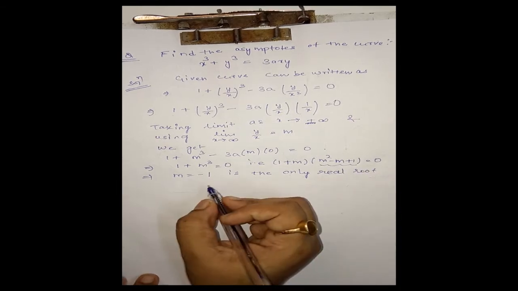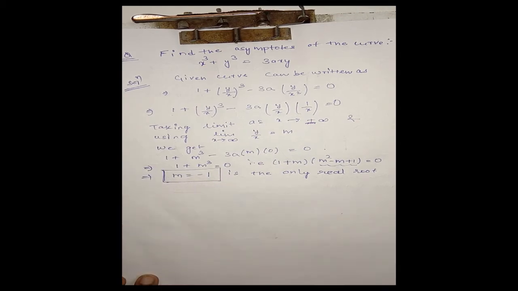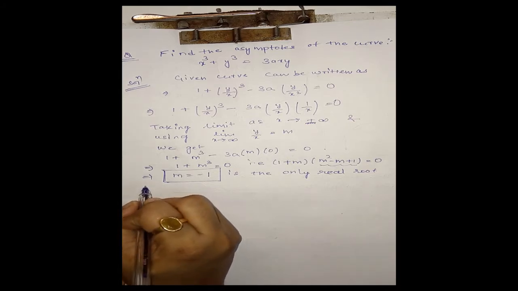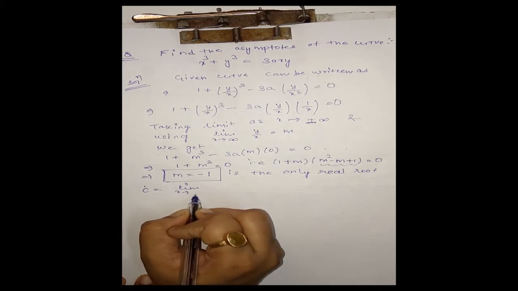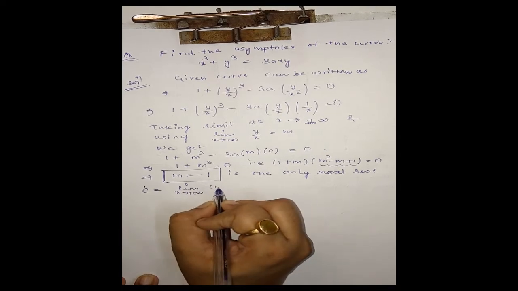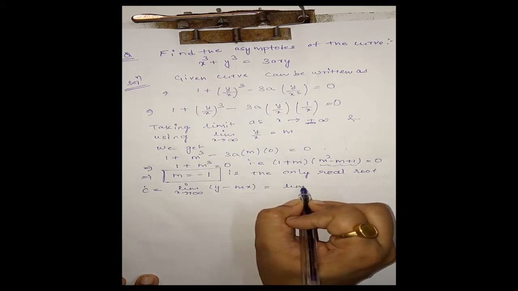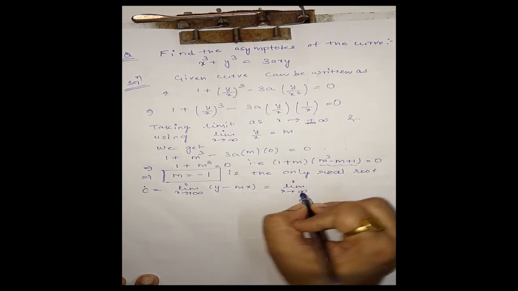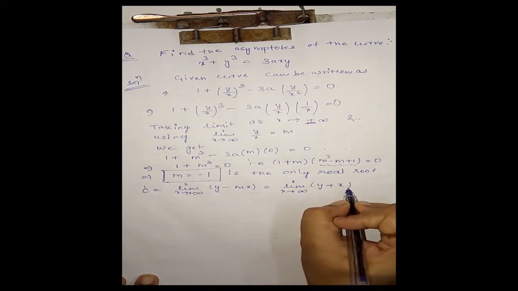Now this is the value of m, which is equal to minus 1. Now we have to determine the value for c. And we know c is equal to limit x tending to plus infinity of (y minus mx). Now this gives limit x tending to infinity, with m equal to minus 1, of (y plus x).